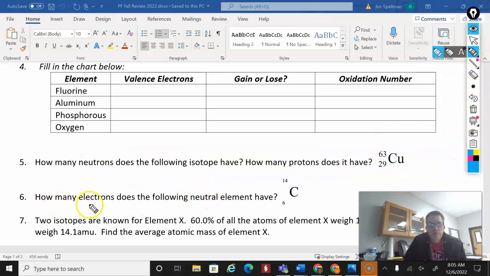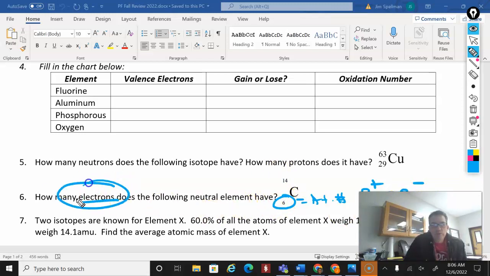Same notation on number 6. It's asking about electrons. If we look at this notation, that 6 is the atomic number, which is the protons. Remember that protons are positive, which means they typically are going to be the same as the number of electrons. So if we know where something is on the periodic table, we should still be able to predict the number of electrons it has if it's neutral. So in this case, it would still have 6 electrons because it's got 6 protons.